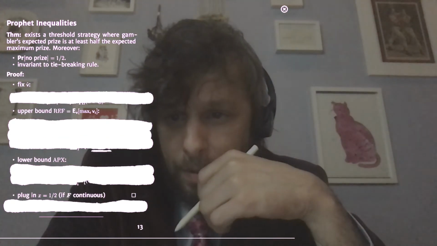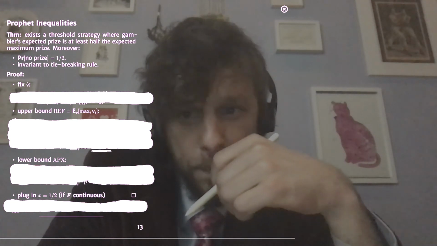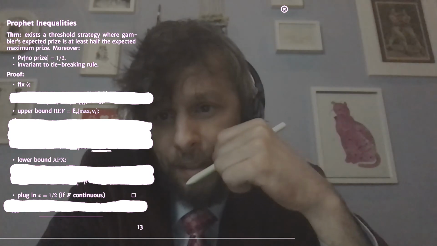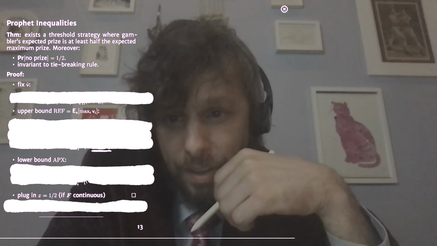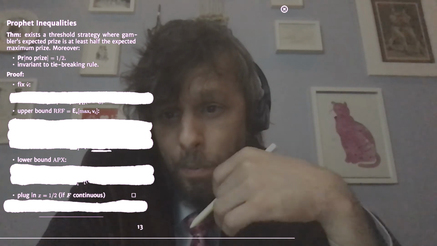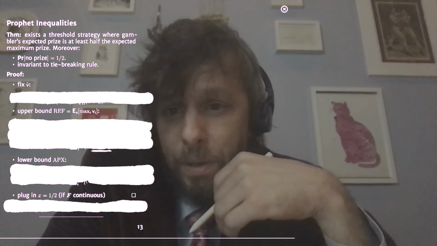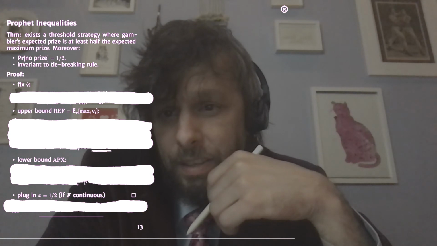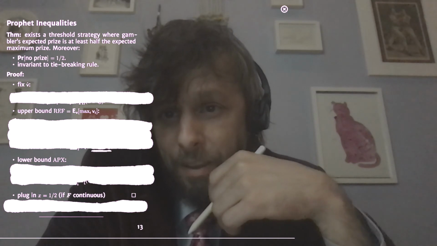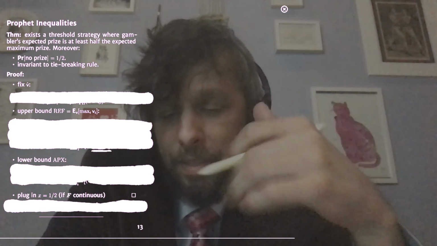Okay, so I'm first going to fix an arbitrary threshold, and then I'm going to start doing some analysis. The first part of the analysis is getting an upper bound on the profit. I'm then going to get a lower bound on ALG, the gambler's performance. And then I'm going to plug in a value x equals 1/2, which is the probability of no prize, and combine the upper and lower bound.